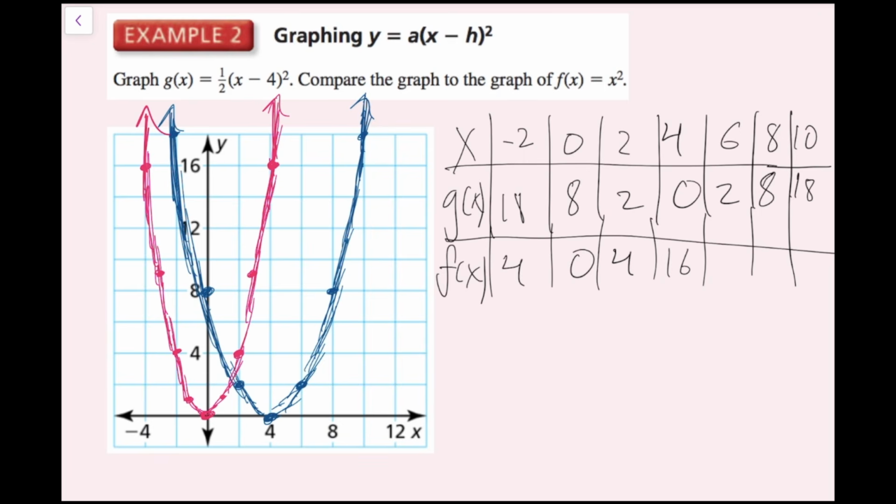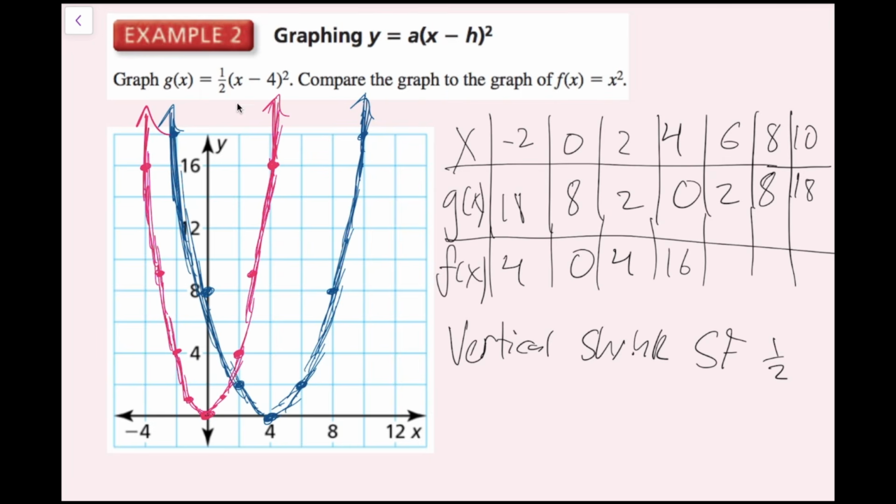So now that I've sketched out my parabolas, now I'm going to describe the transformations from the parent function to g of x. So first of all, I see that this 1/2 is happening on the outside of my function. Okay, so this 1/2 that's happening on the outside is going to be a vertical change, and since it's a fraction in between 0 and 1, that's going to be a vertical shrink with a scale factor of 1/2. So I'm going to write that down. So vertical shrink with a scale factor of 1/2.